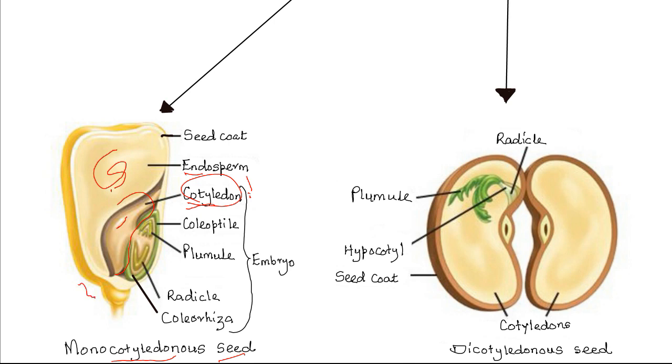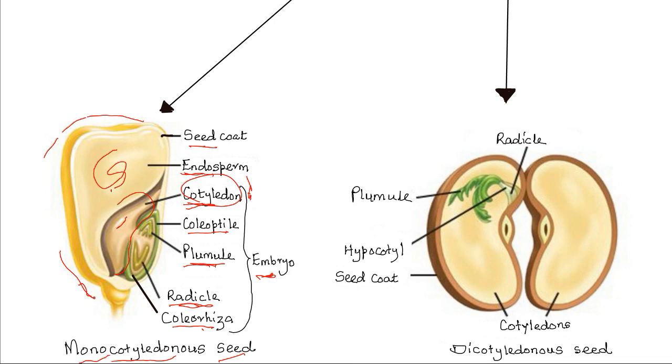In the maize seed, there is one cotyledon, large endosperm, all of which are enclosed by a seed coat. The embryo consists of a coleoptile, which is a protective sheath that covers the embryonic shoot known as the plumule. The embryonic root is known as the radicle, and it is covered by a protective sheath known as the coleorhiza. So these make up the embryo. This is a typical monocotyledonous seed. Monocotyledonous because there's only one cotyledon.